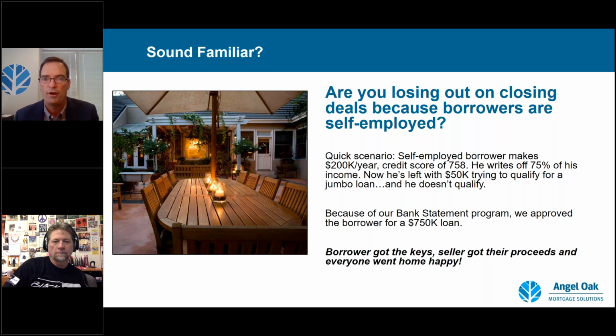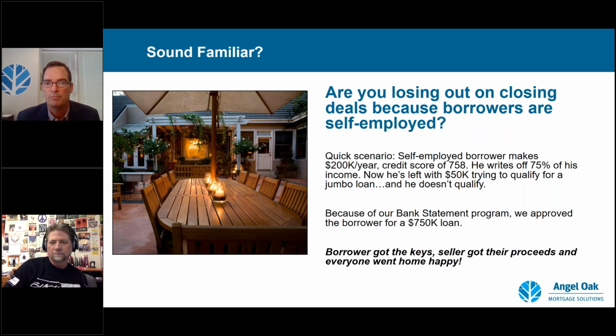So this was a loan application. The originator took the app. The borrower said, I made $200,000 last year, and that sounded really good. Great credit, a 758 credit score, but they got their tax returns, and yes, they had $200,000 in gross receipts, but their net income was about 25% of that. So they had $50,000 in net income, and the borrower didn't really understand why the $200,000 number didn't work, because they hadn't had a loan or been through the process recently.